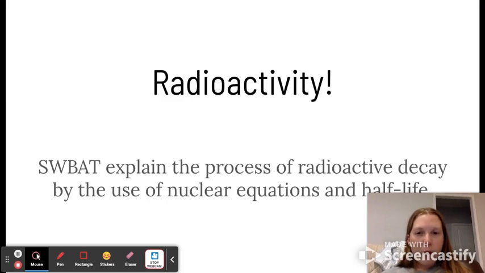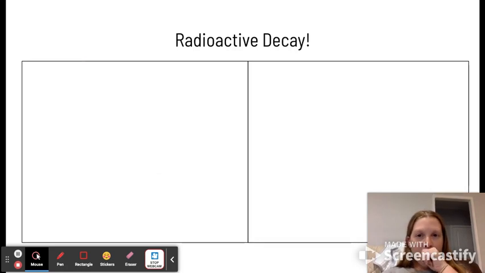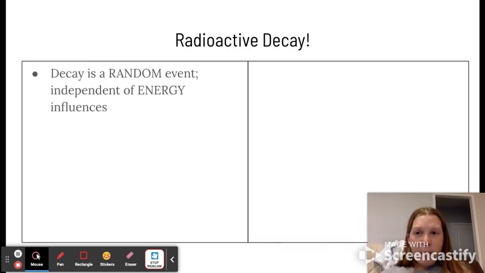Hey everyone, we are looking at radioactivity today, and by the end of this lesson, you should be able to explain the process of radioactive decay by the use of nuclear equations. I know this says and half-life, but that'll be the next lesson. So let's talk about radioactive decay.